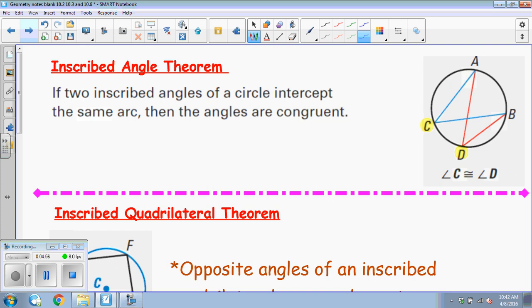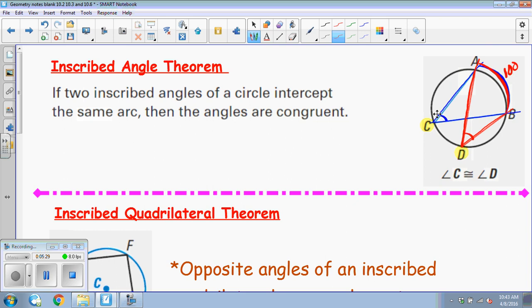So if we're looking at angle C, that's right here, the arc that it creates is right here, arc AB, right? So if I have another angle in there, this angle D, that creates that exact same arc, those angles have to be the same. Does that make sense? If this arc is 100 degrees, this angle has to be 50, and angle C also has to be 50, because they create the exact same arc.